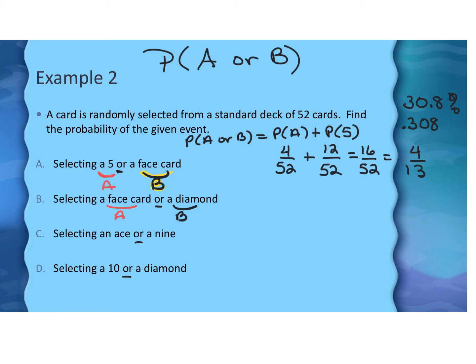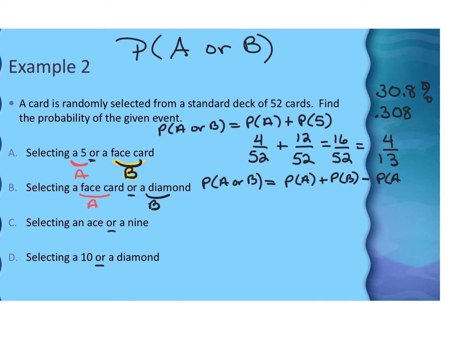This one is overlapping. I can get a face card that's a diamond. I can get a jack of diamonds, a queen of diamonds, and a king of diamonds. So for this one, since it's overlapping, this equation is going to be the probability of A or B is going to be the simple probability of A plus the simple probability of B minus the overlap. So A and B together.